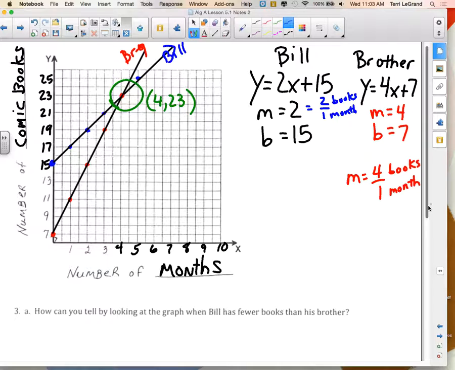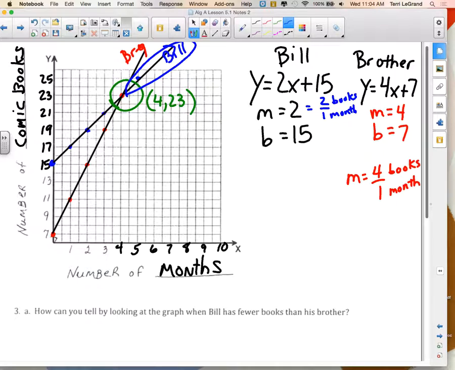Which means it's going to rise faster. Okay, so does that mean, since it rises faster, his brother always has more books than Bill? After 4 months. But not until after 4 months. So when we look at the graph, can't we say this is the part right here when Bill has fewer books than his brother? That's the part right there.